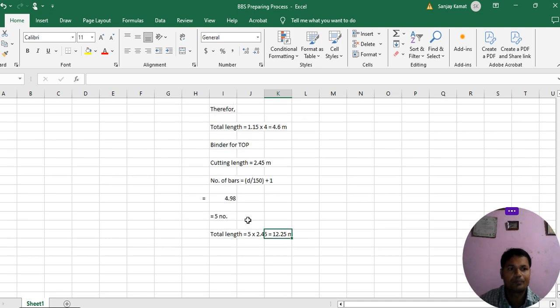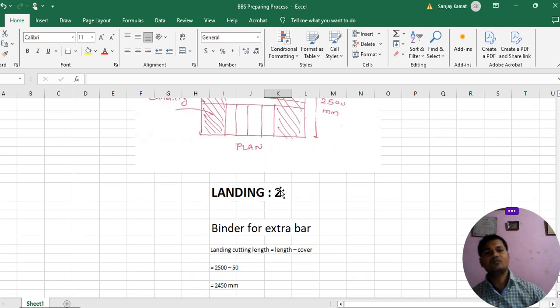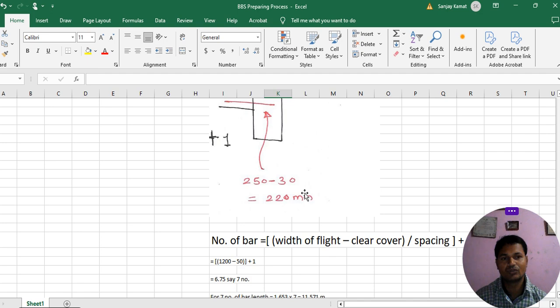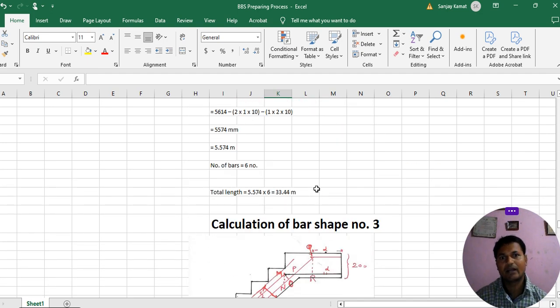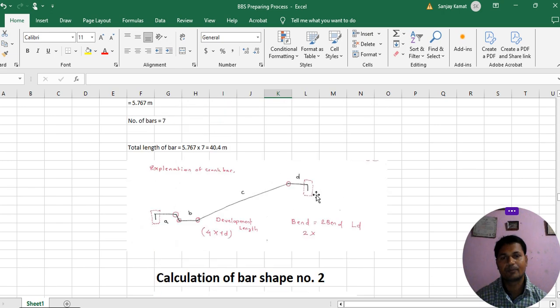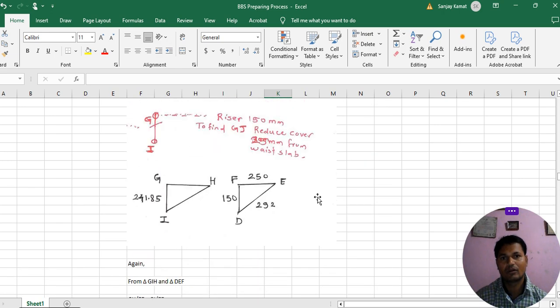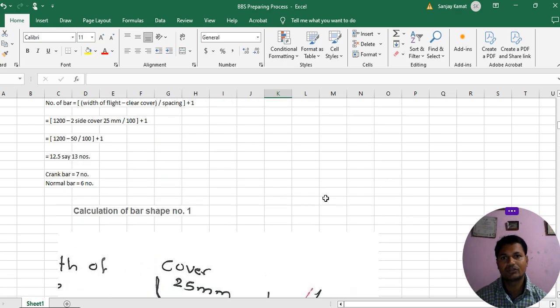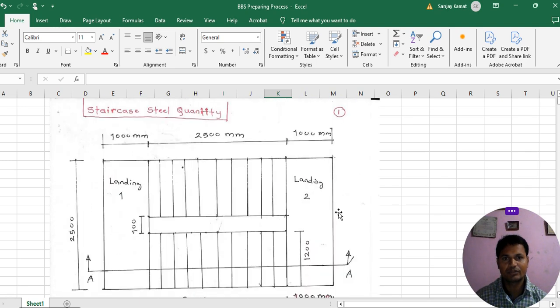In this way you can prepare the bar bending schedule for any part. It might be a slab, a column, a staircase, a foundation, or a footing. This is the process by which you can prepare the bar bending schedule of a building.